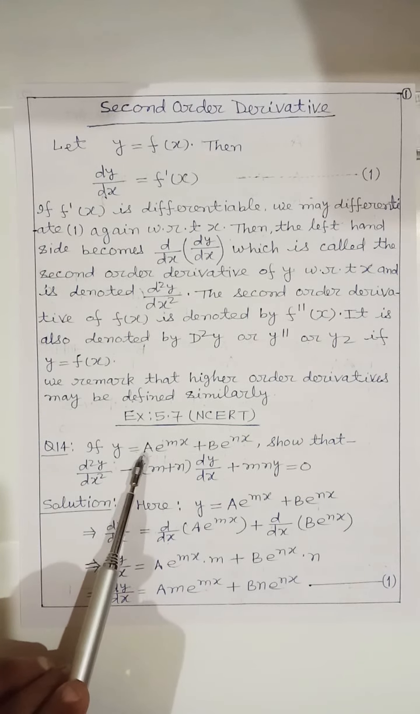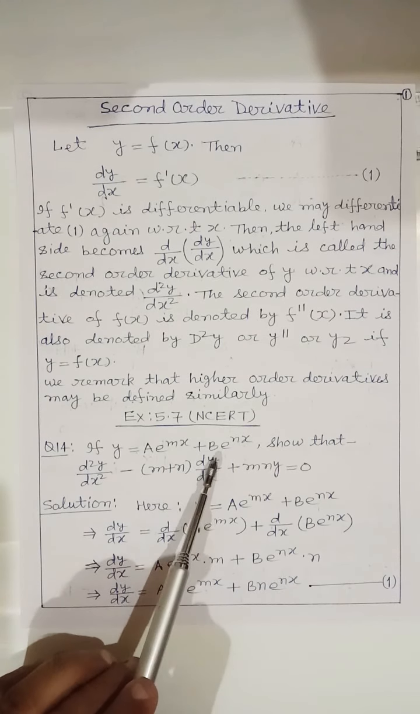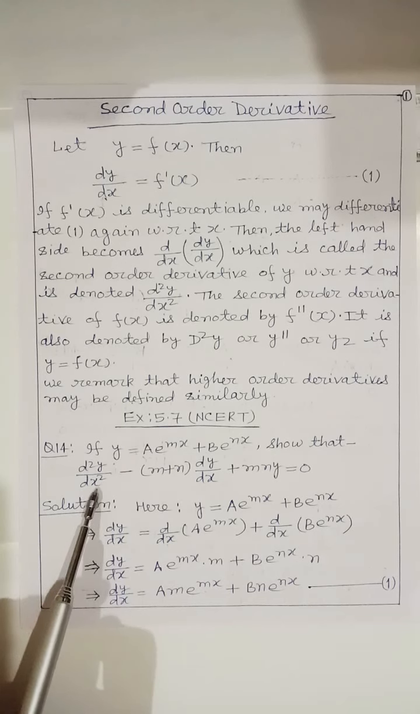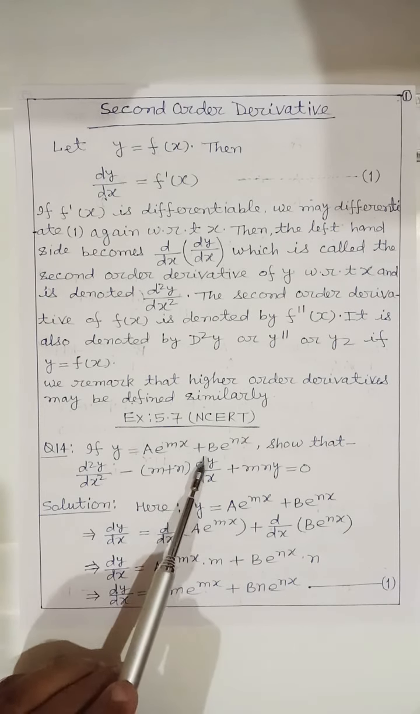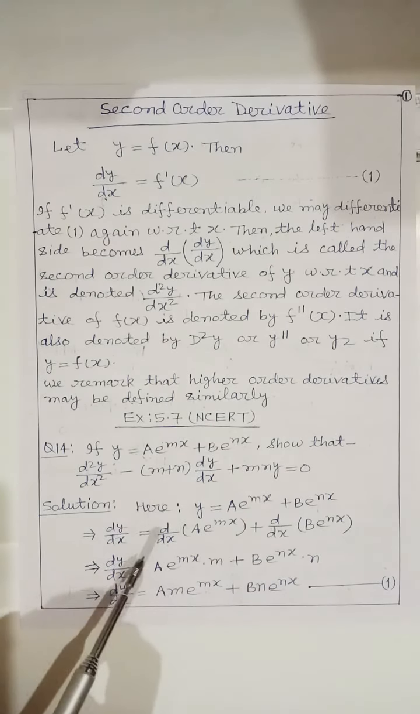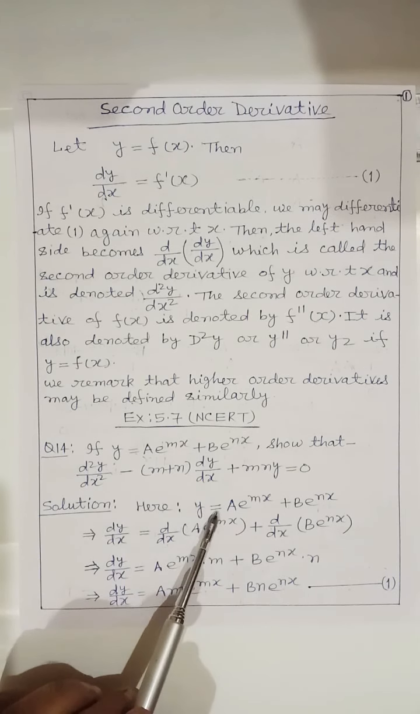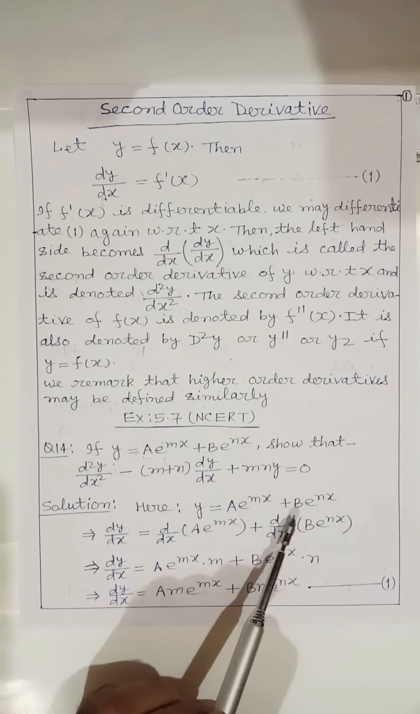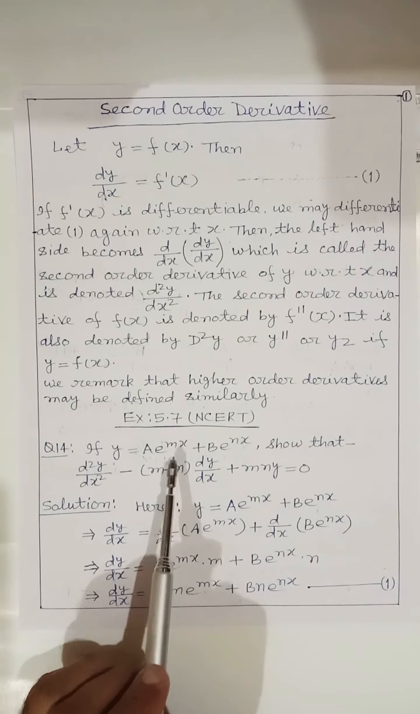Question number 14. If y equal to a e to the power mx plus b e to the power nx, show that d2y by dx square minus (m plus n) dy by dx plus mny equal to 0. To solve this question, here y equal to a e to power mx plus b e to power nx, it is given here.